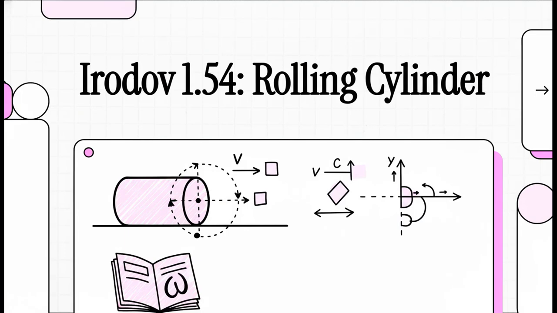All right, welcome. Today we're going to tackle a real classic, Problem 1.54 from I.E. Irodov's Problems in General Physics. Now, if you know this book, you know it's full of absolute gems. And this one is a fantastic look into what seems like simple motion, a rolling cylinder, but has some really cool complexity hidden inside. Let's get right into it.